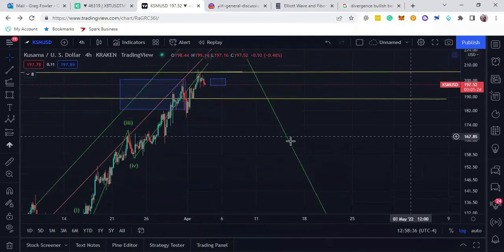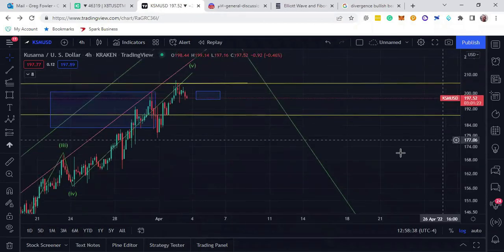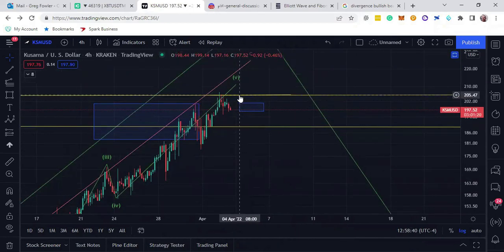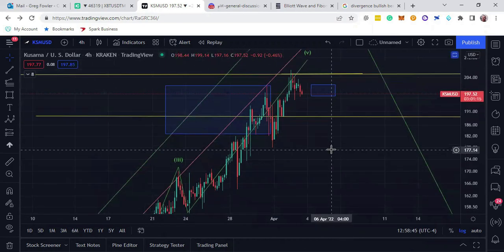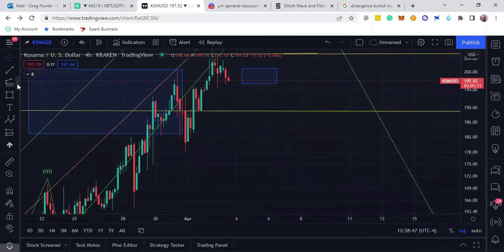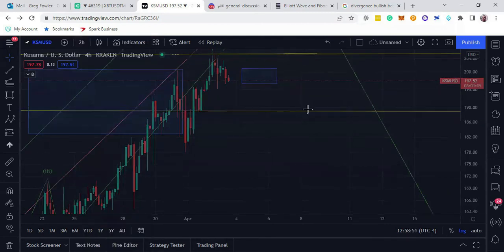So I'm going to get into the asset and go, okay, I think Kusama's top. So let's say, for example, Kusama's top, 205. That's it. We believe that's it, and we're ready to get in to short this. So let me go to the 2-hour chart.